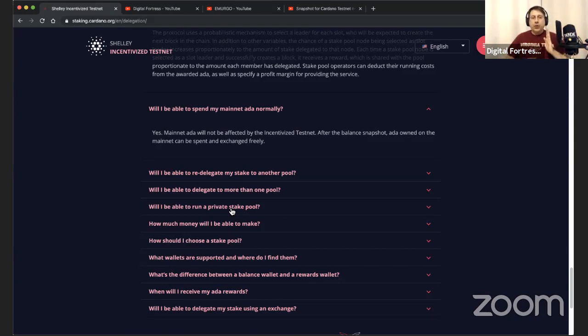So you will create your wallet on the mainnet. Then when the snapshot's taken, the snapshot information is transferred over to the testnet, and it will also exist on the testnet. And that's how it works. I hope I explained that simply. That's what I try to do here at Digital Fortress.